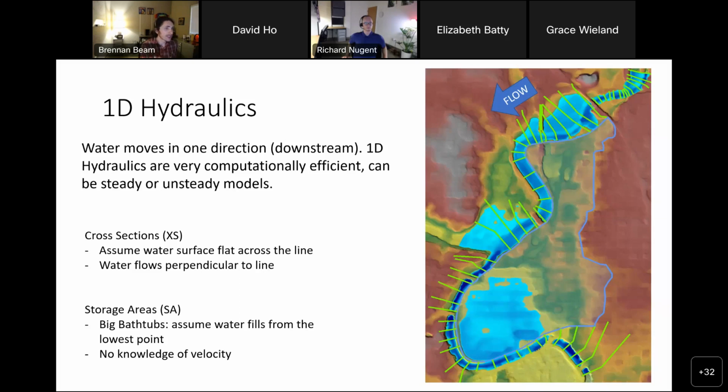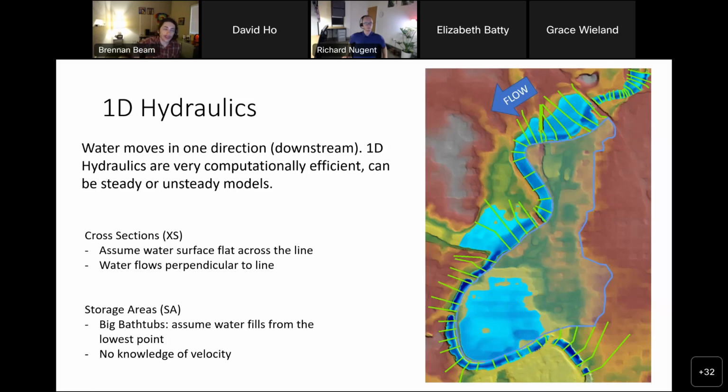1D stands for one dimension. Typically, I think of it as water moving in one direction. Water is just going downstream. It's a super efficient way to model. They can be unsteady or steady models. We're looking at Muncie, Indiana. In my picture here, the flow is going down.